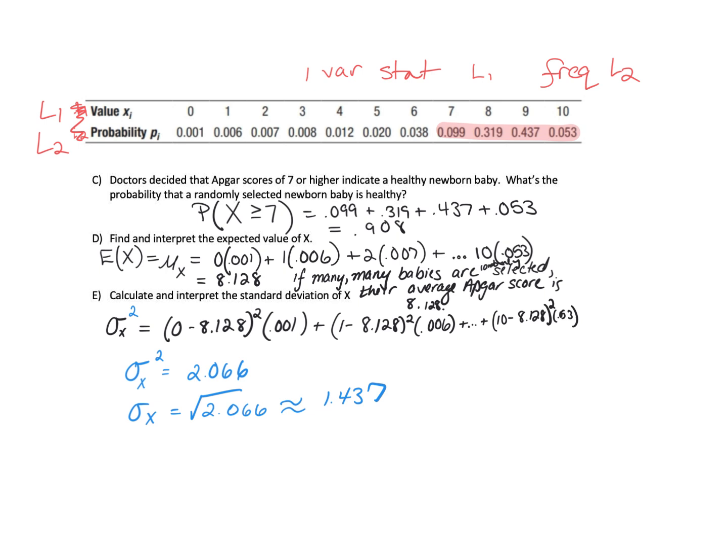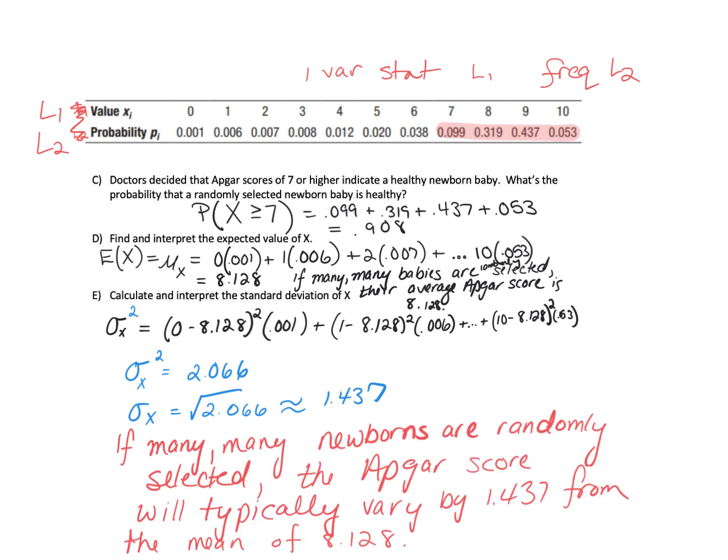The interpretation. So if many newborns are randomly selected, the APGAR score will typically vary by 1.437 from the mean of 8.128.